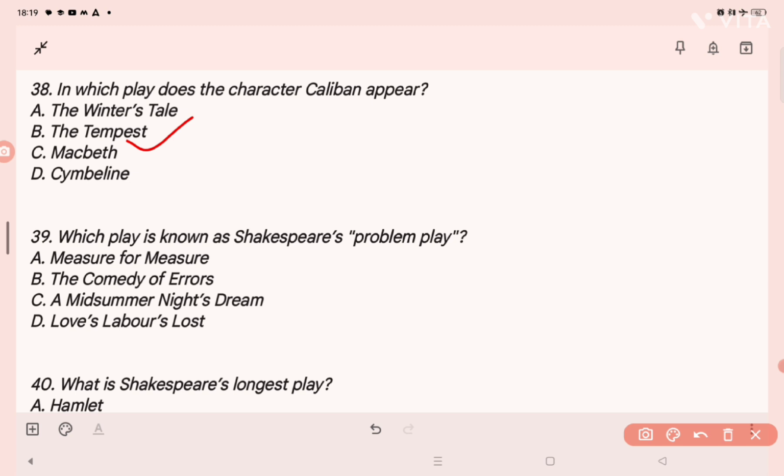Which play is known as Shakespeare's problem play? Option A, Measure for Measure. Considered a problem play because it blends the elements of both comedy and dark moral issues.